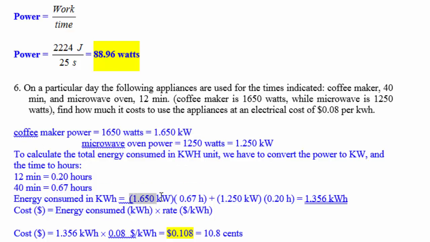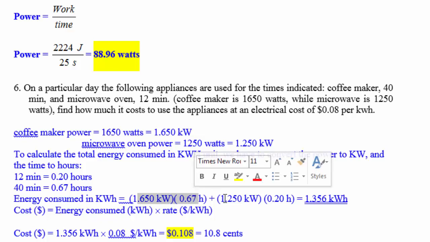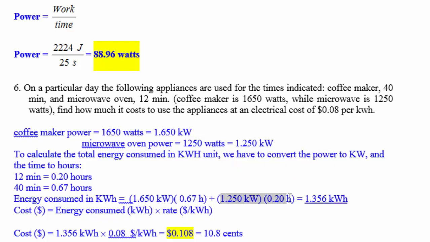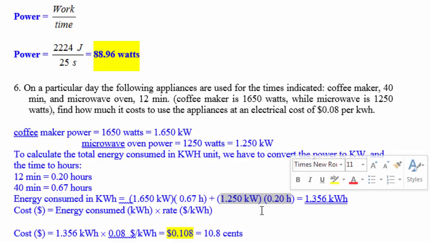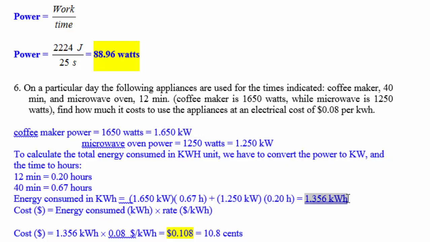And then we find the energy consumed for each appliance. So this is the kilowatt, which is the power of the coffee maker, times the time the coffee maker operated. So this part here will give you the energy consumed by the coffee maker. And then also we find the energy consumed by the microwave. So 1.25 kilowatts times 0.2 hours. And then we add them. So we have the energy consumed by the coffee maker in kilowatt hour, and the energy consumed by the microwave in kilowatt hour. We add them, and this will give you 1.356 kilowatt hour. So that's the total energy consumed by both appliances.